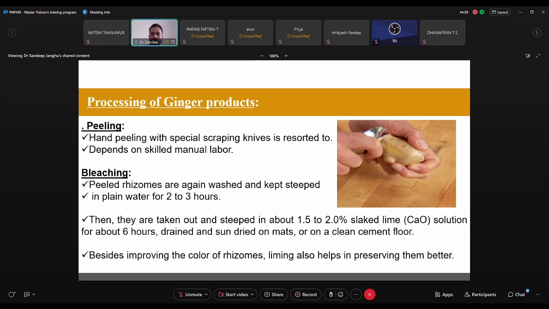This calcium oxide acts as an antibacterial agent which helps to prevent the growth of microorganisms during dehydration of ginger rhizome or slices. And this bleaching also helps to improve color retention during drying.